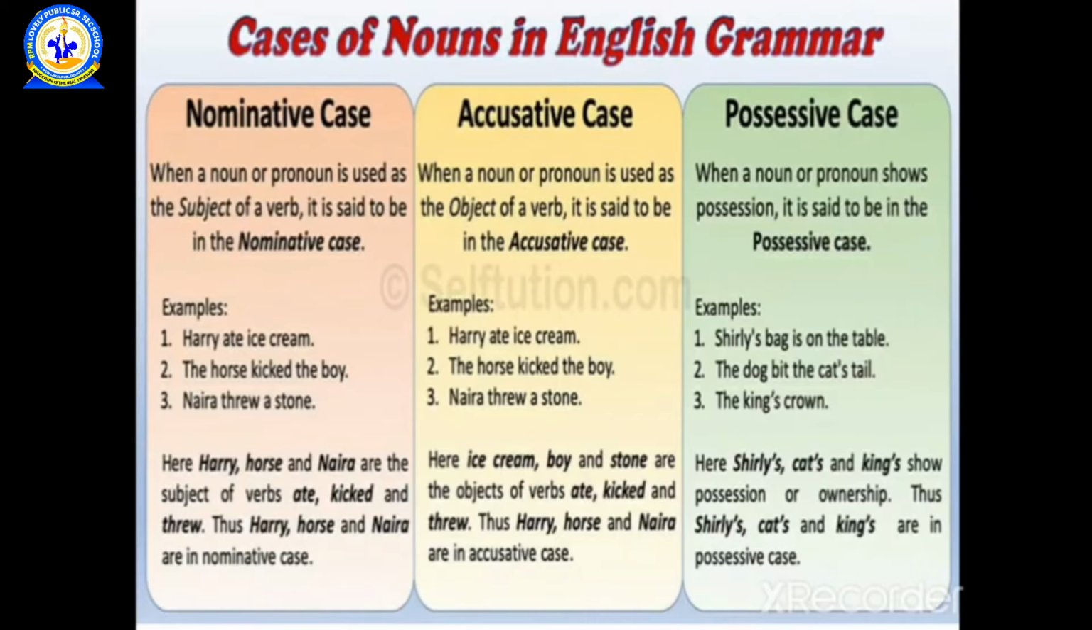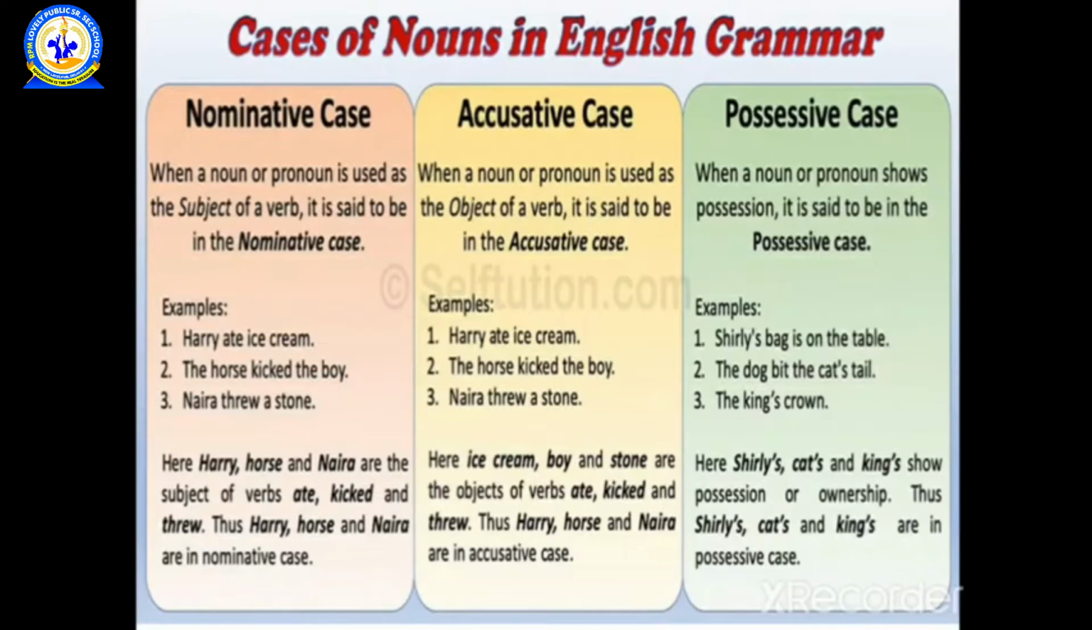Cases of nouns in English grammar. The first one is your nominative case or your subjective case. When a noun or a pronoun is used as a subject of a verb, it is said to be in the nominative case. For example, Harry ate ice cream, the horse kicked the boy, Naira threw a stone. Here, Harry, horse, and Naira are the subject of verbs ate, kicked, and threw. Thus, Harry, horse, and Naira are in nominative case.